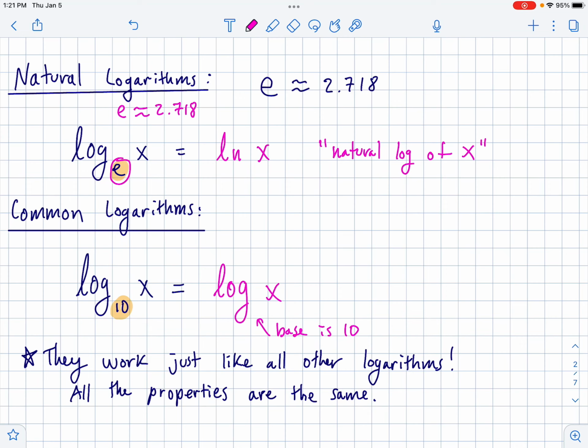The good news for you guys is that all the properties of logs, all the laws, work the exact same way with any log. So like natural logs, common logs, log base 5, log base 100, they're all the same thing. All the laws work the exact same way.